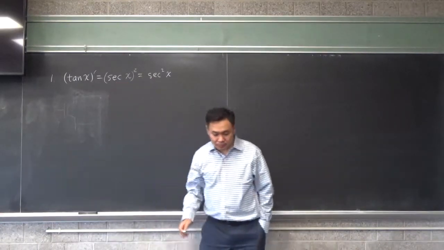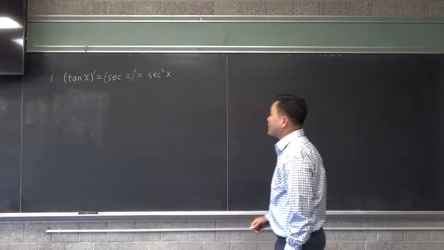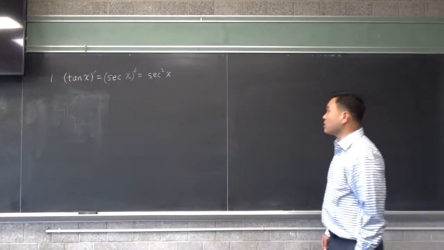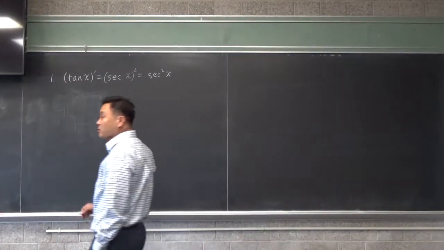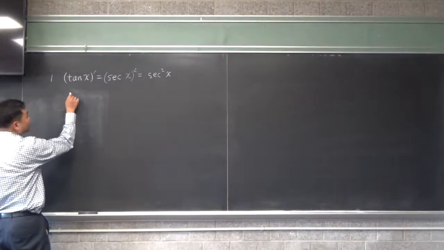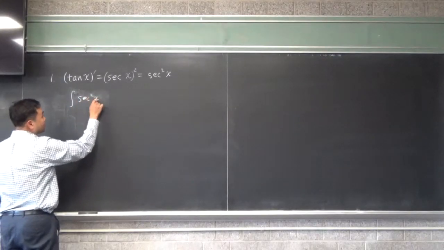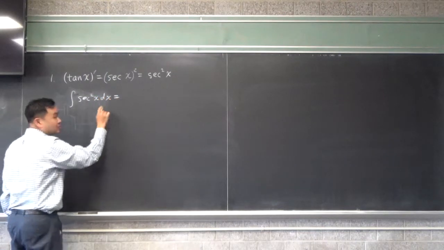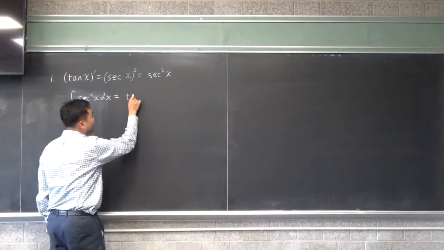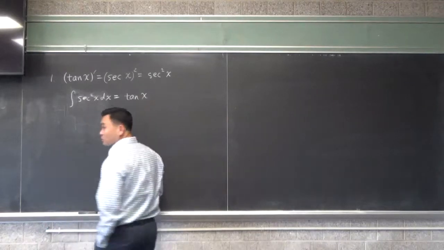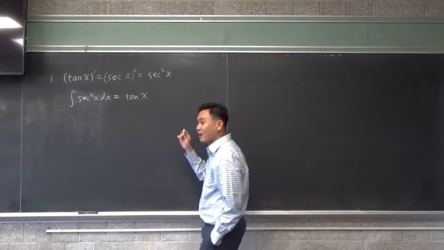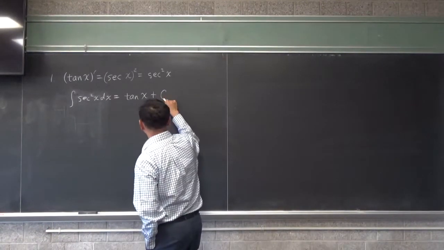Okay? All right. So once you know that if you differentiate tangent, you get secant squared, what is the corresponding integral statement? Integral of secant squared of x dx is tangent x. Is that it? Are we forgetting something? Plus c. Don't forget the plus c.